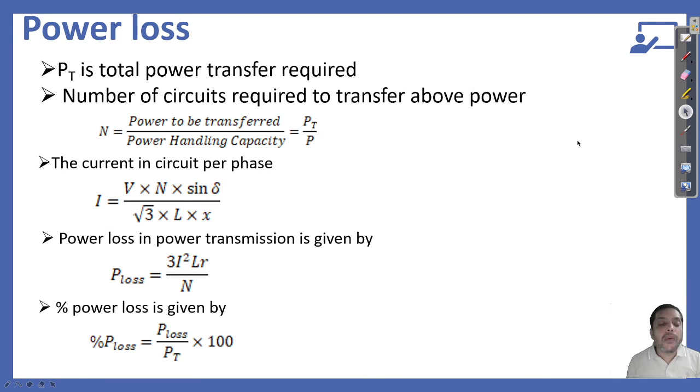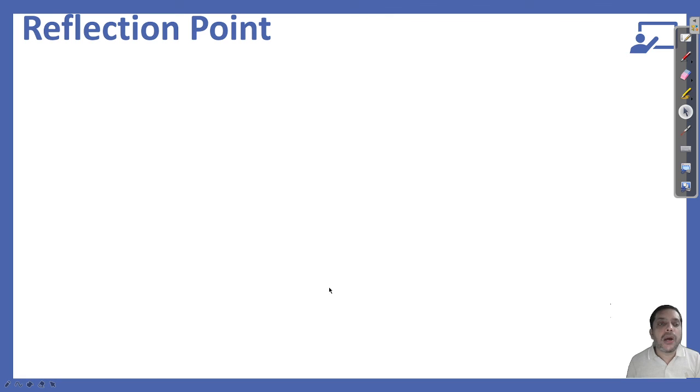Then the percentage power loss as compared to the power transfer capacity is P loss divided by total power transfer required into 100, that is the percentage power loss.